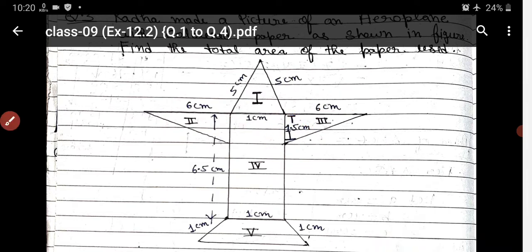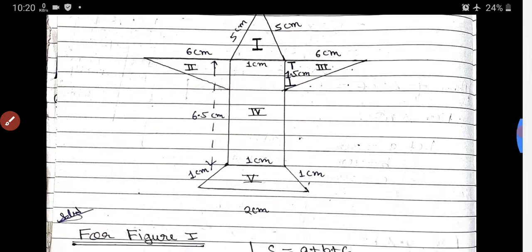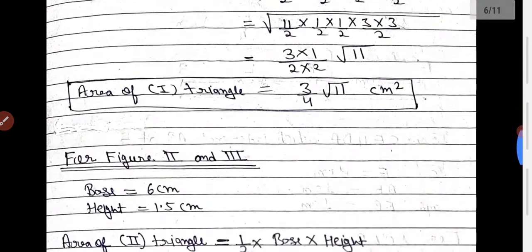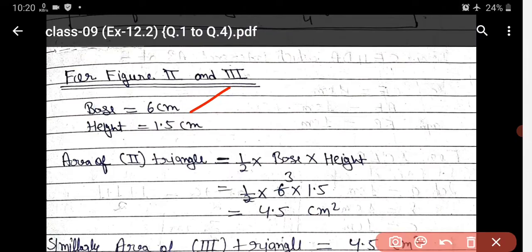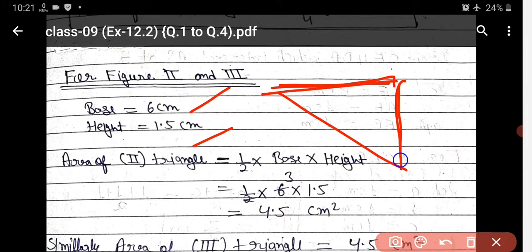So we find the area of only one triangle, and for the second we have to write the same, using half into base into height. So for the second and third figures, base is 6 centimeter and height is 1.5. They are like that. So this is the base and this is the height. So base is 6 and height is 1.5. Okay.